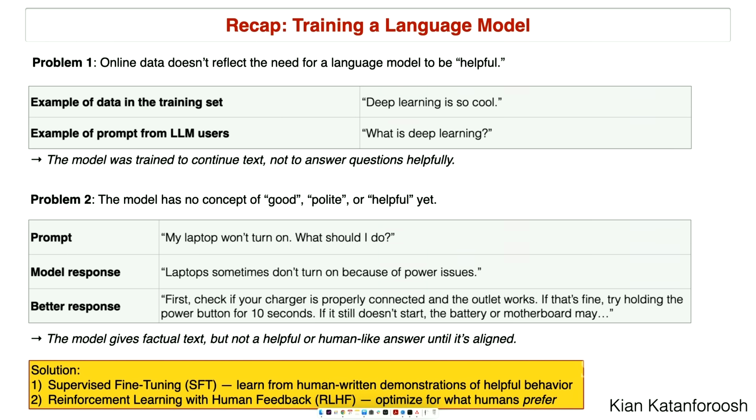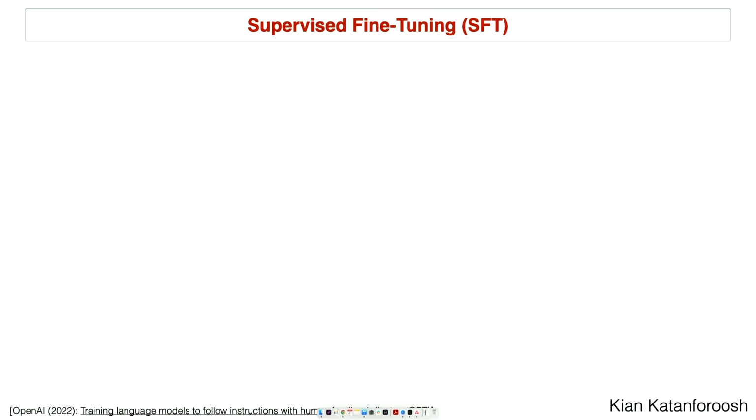So our solution will start with using supervised fine-tuning, which is going to be learning from human-written demonstrations of helpful behavior, and then we go even further and use RLHF, which will optimize not only for human-written sentences or paragraphs, but for preferences. And the word preference is the keyword. Let's talk about how we can improve our pre-trained model with supervised fine-tuning. I'll take that we want to align models with human-written responses.